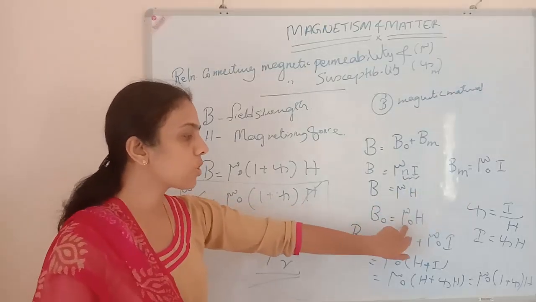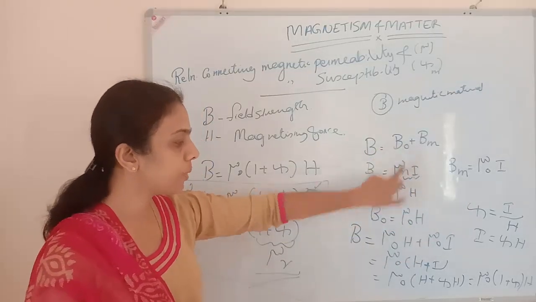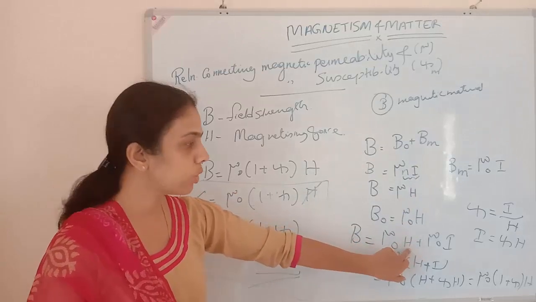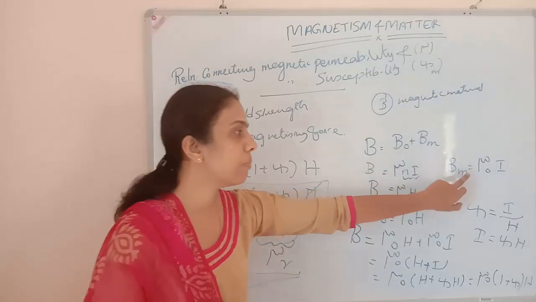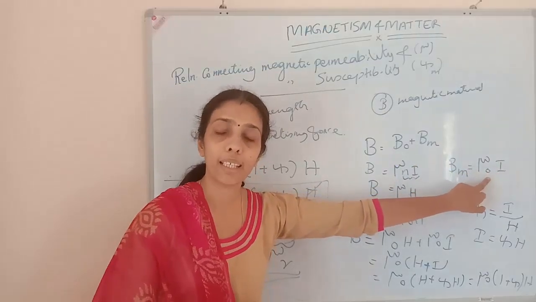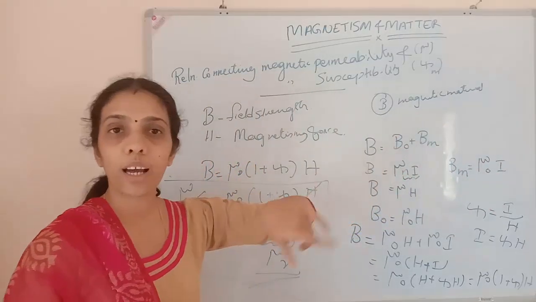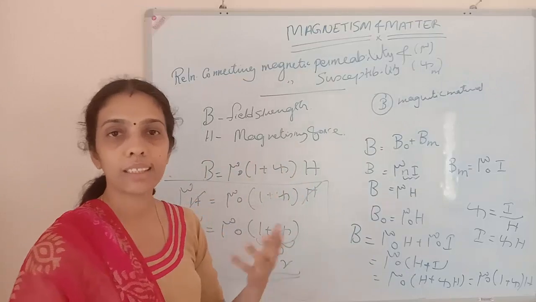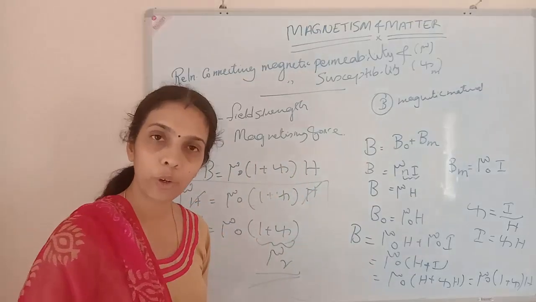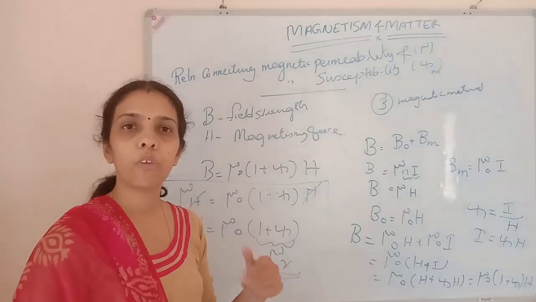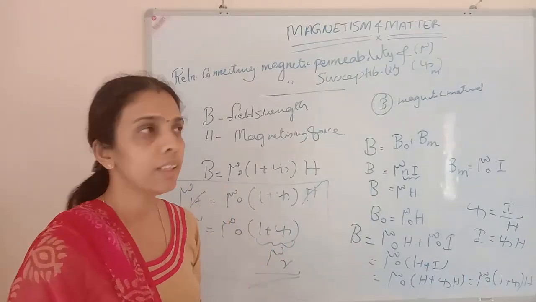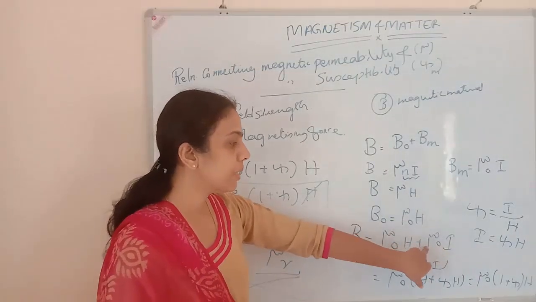B0 equals mu 0 into H. So instead of B0, we can write it as mu 0 into H, and Bm. What is Bm? It will be mu 0 into I, the magnetization of the magnetic material. In a circular loop, we already learned this in the last class. In the case of a solenoid, B equals mu 0 Ni. If the number of turns is considered as 1, then we can write Bm equals mu 0 into I.